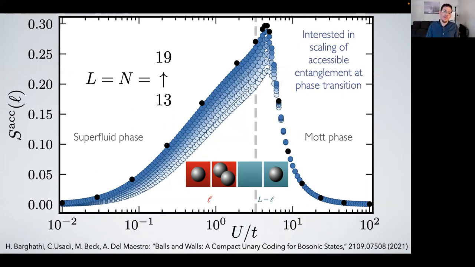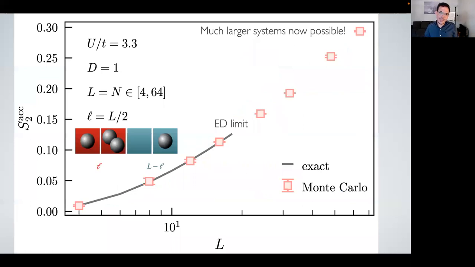At least that's what it looks like to the naked eye. So what we will do is the following. Let's fix the value of the interaction strength to 3.3, which is the exact value of the phase transition, and compute the accessible entanglement as a function of capital L, which here is just the total number of sites. In the following examples, we will just be working at unit filling. So essentially, the total number of sites will be equal to the total number of particles.